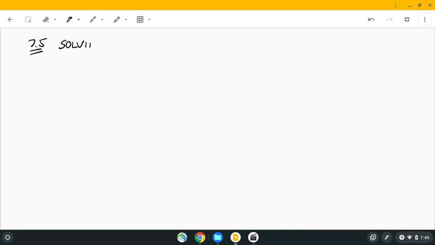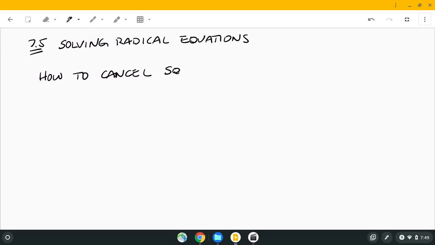Solving radical equations. All right, so how to cancel a square root. So let's start with that. Square root as opposed to cube root.